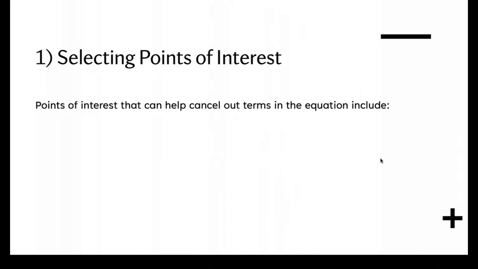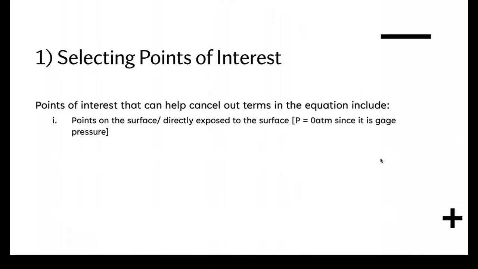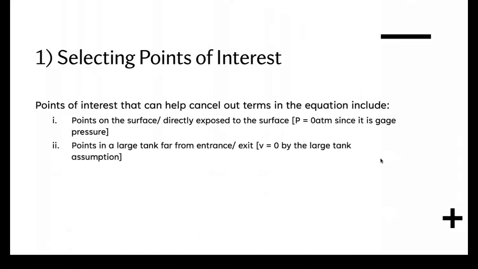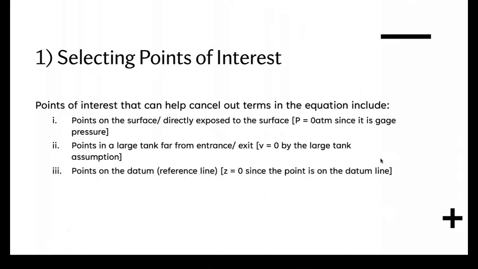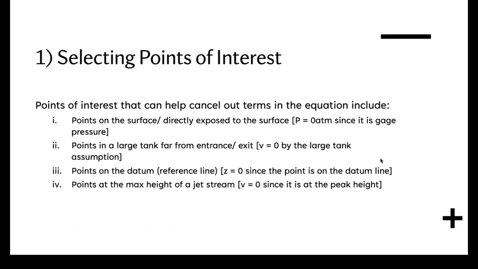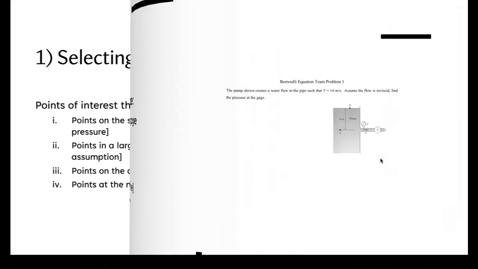Points of interest that can help cancel out terms in the equation include points on the surface, because that would mean that the static pressure is 0. Points in a large tank, which would mean that the velocity is 0, since by the large tank assumption, the fluid's not really moving. Points on the datum or the reference line, because that would mean that our Z term for hydrostatic pressure would be 0, so that term would cancel. And points at the maximum height of a jet stream, because at the peak height, the velocity is 0, according to derivative rules.